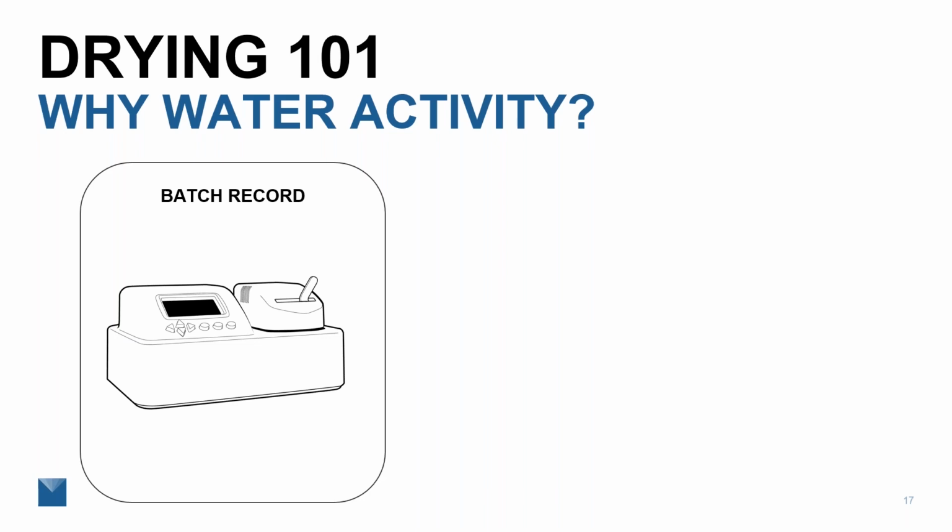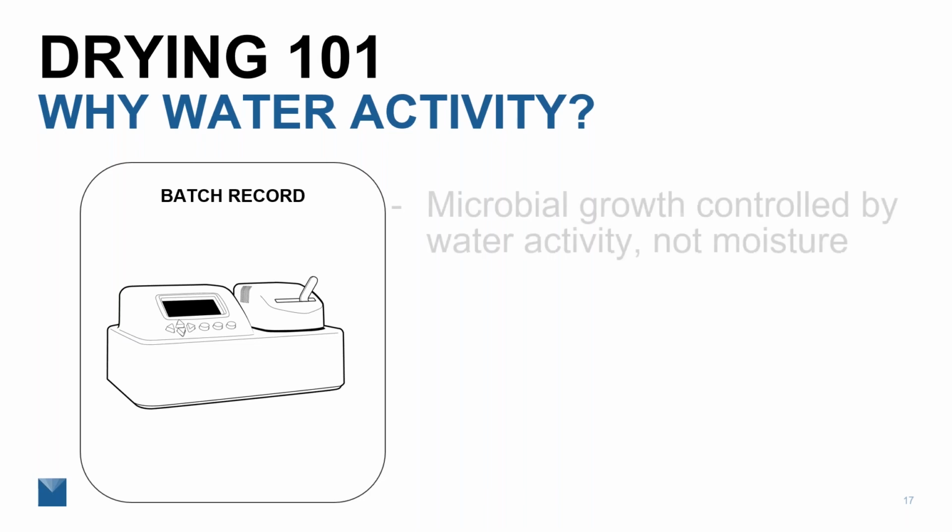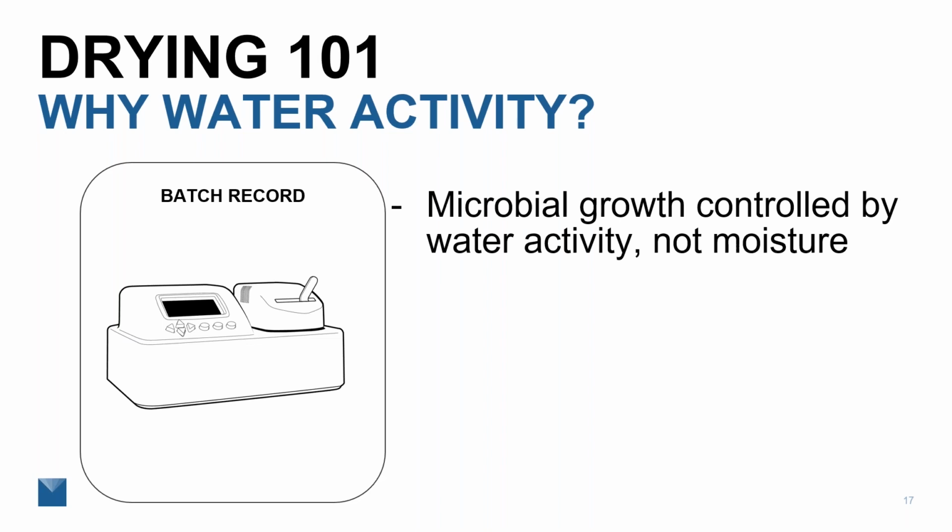The first one is that catastrophic processes that can destroy batch value, like mold, yeast, and pathogenic bacteria, are controlled by water activity, not moisture content. Second, the sensitivity of a water activity meter to detecting changes in moisture is way higher than a moisture balance. More on this on our next slide.